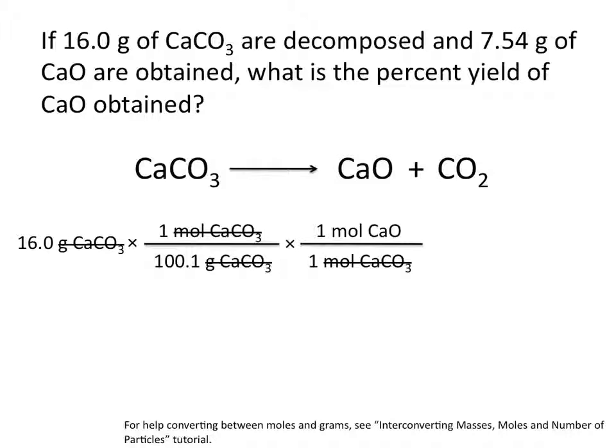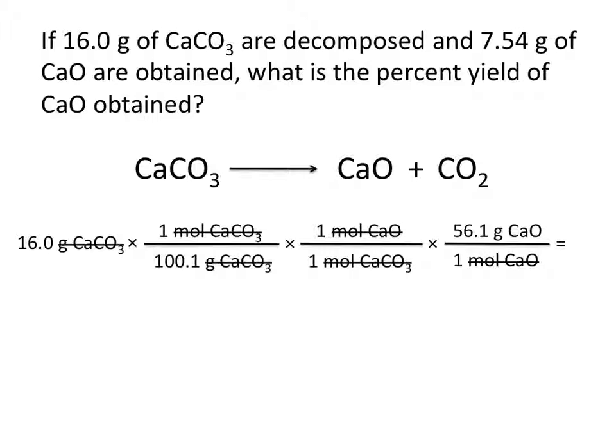But we want to calculate our percent yield, and because our actual yield is in grams, we need to calculate our theoretical yield in grams. So next, we'll convert from moles of calcium oxide to grams of calcium oxide using the formula weight of calcium oxide, which is 56.1 grams of calcium oxide per mole. This allows us to cancel out moles of calcium oxide and gives us a theoretical yield of 8.97 grams of calcium oxide.